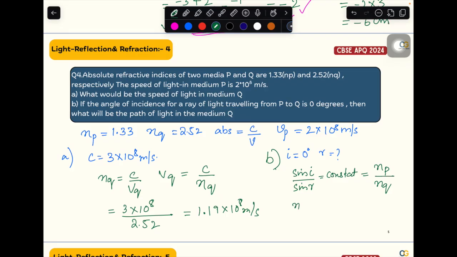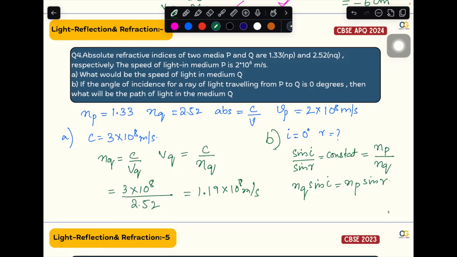mediums. So if I take nQ sine i is equal to nP sine r, then I can write that nQ, which is 2.52 into sine i, which is 0 degrees, is equal to 1.33 into sine r. But this sine 0 becomes 0. So that means that r is also equal to 0 degrees. So the path of light traveling in medium Q will be straight. If this is the light, it will travel straight along the normal without any deviation.